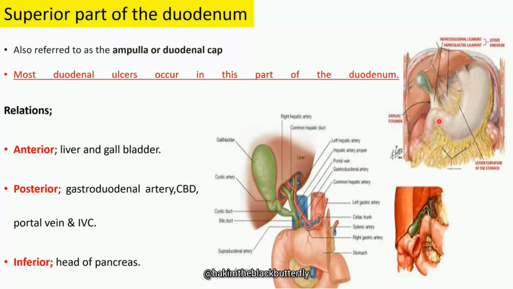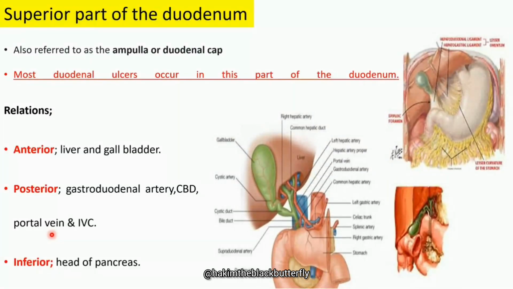The relations: this is your first part here. So your first part of the duodenum, anteriorly, it's going to be related to the liver and the gallbladder. Posteriorly, there are important structures. One, it is our gastroduodenal artery. That one there, that branched off from the common hepatic, goes down to supply blood to the duodenum and later to the greater curvature. It goes down by passing behind the first part of the duodenum. The common bile duct, that one in green, also passing posteriorly. You can see it here also passing posterior to the first part.